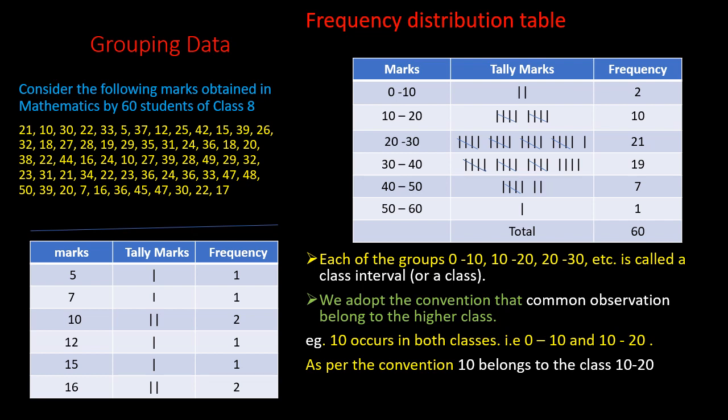Now, studying this table we get different information. Most of the students have scored between 20 and 40. Right children? Here 21 students scored marks in 20 to 30, and in 30 to 40 we have 19. So from this table we can see most of the students scored marks between 20 and 40.